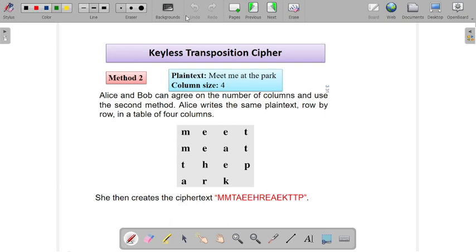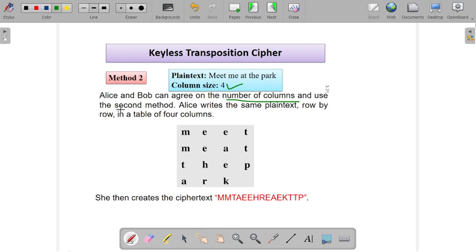Now this is our method number 2. In this method, the column size is given and our column size is 4. And the same plaintext message, that is meet me at the park. In this method, Alice and Bob agree on the number of columns. So the number of columns is given in the example, that is 4. And this is our second method.